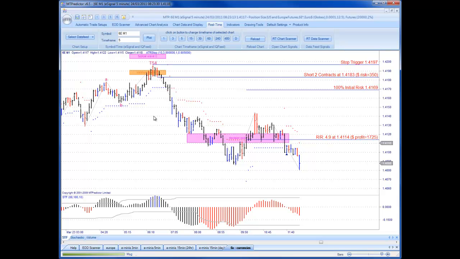And as you can see, here's a great example on a 5-minute chart on a currency. This time it's the 6E, which is the euro against the US dollar. So a great example here unfolding on a currency market on a 5-minute chart for you.